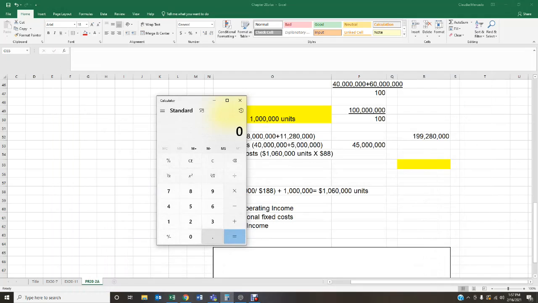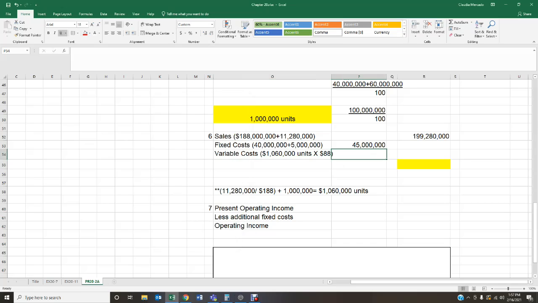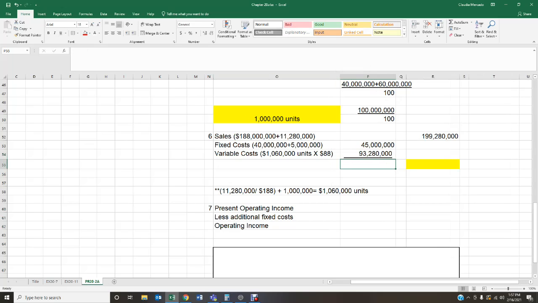Okay, so it'll be 1,060,000 times 88. That gives me 93,280,000. That represents your variable costs. Okay, so we've got 45 million fixed costs. We've got 93,280,000 variable cost.